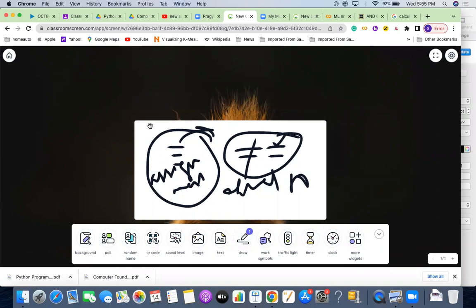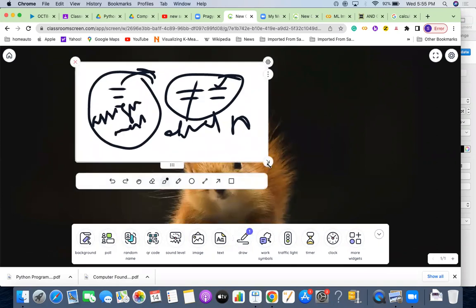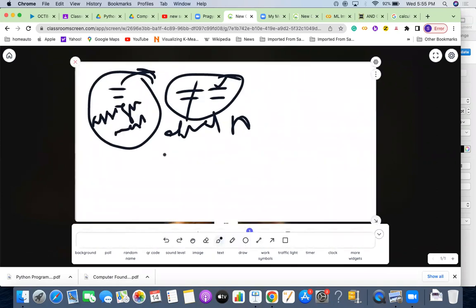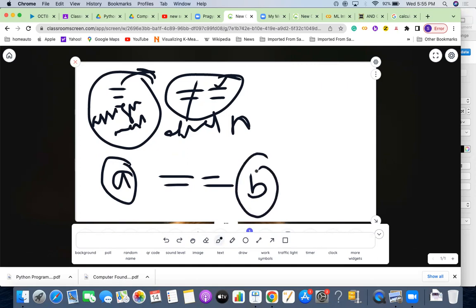Is it clear? Assignment and equal to. So this is equal to. So what is equal to? If there is one operand here and one operand here, it will check whether this operand and this operand are both the same or not.